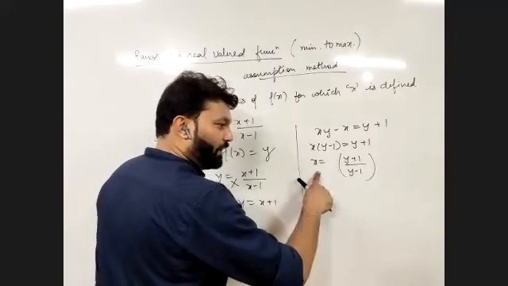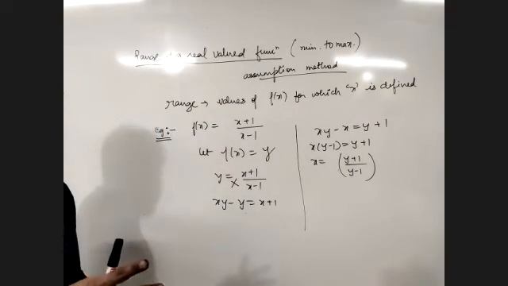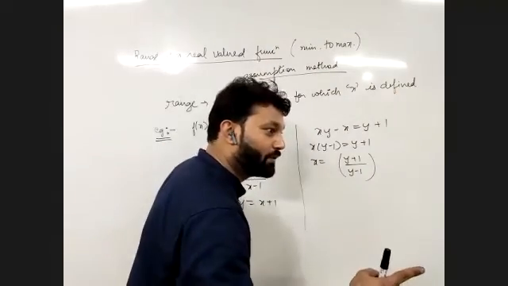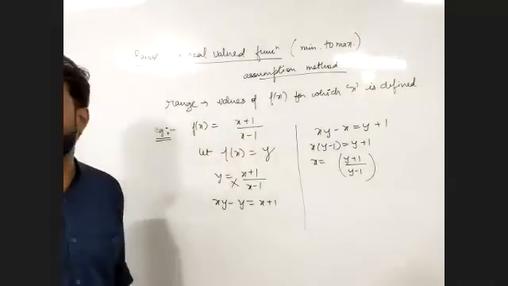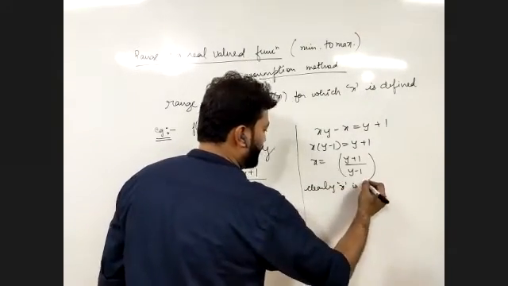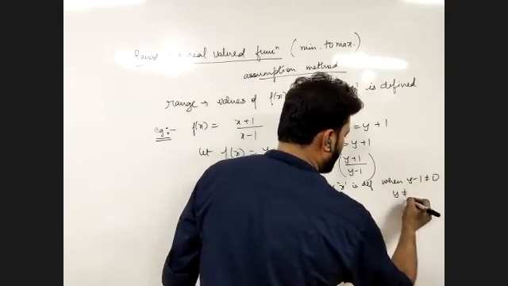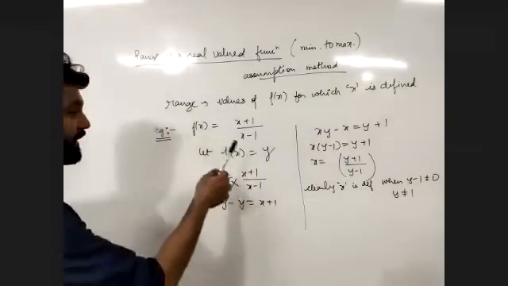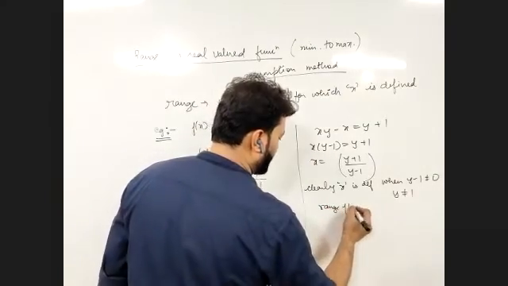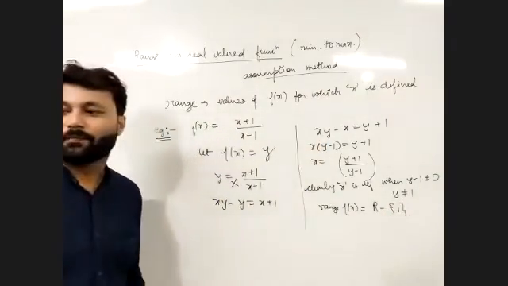Now what do you say? Under what condition will x be defined? वही वाला cheat code. When y is not equal to 1. So can we say that clearly x is defined when y minus 1 is not equal to 0, y is not equal to 1. What was y? fx. So can we say that the range of this function fx is equal to all real numbers except 1, right?